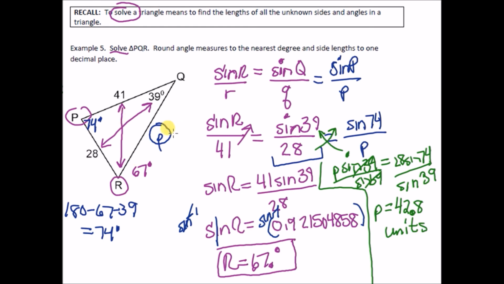All right, so we just solved the entire triangle, and we can label this over here, 42.8. Now let's see if it's reasonable. Which one is the smallest side? 28. So 39 should be the smallest angle. Which side is the biggest side? 42.8. So 74 should be the biggest angle, and then 41's in the middle, 67's also in the middle. So that's very reasonable.